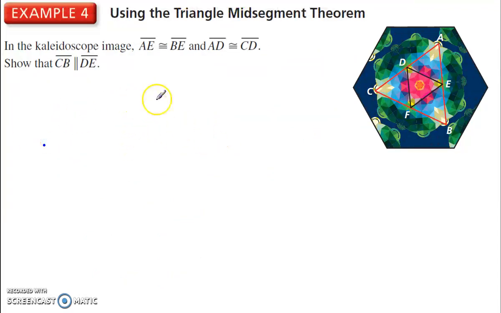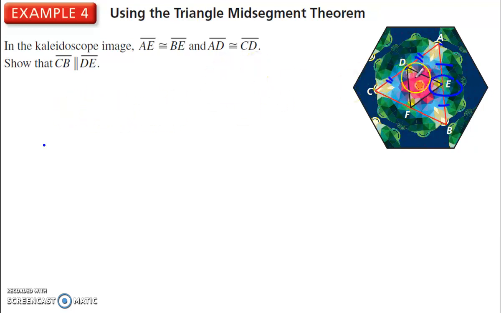All right, moving on. See what else we can do with all this newfound knowledge. All right, we know that AE is congruent to BE. So this segment right here is congruent to this, which makes E the midpoint of the two. AD is congruent to CD, making D the midpoint.